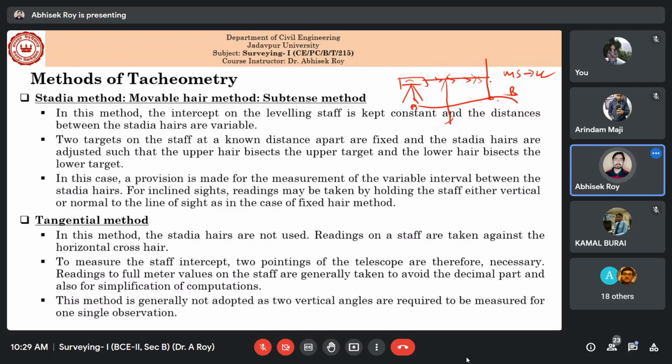The problem is in the calculation of the horizontal distance. So how will we do it if we are not employing the stadia method? Just wait for one minute.